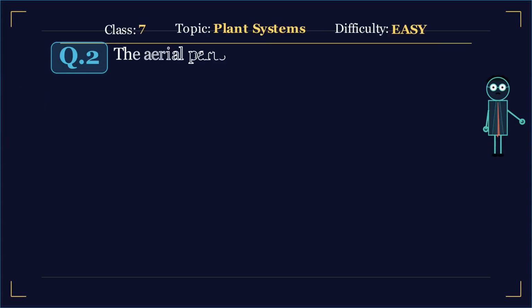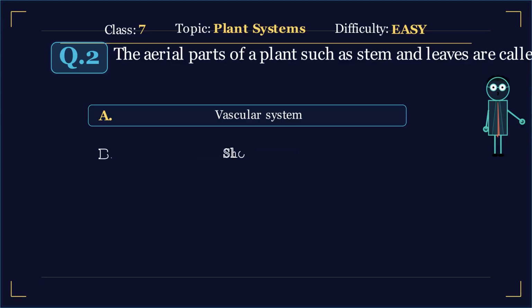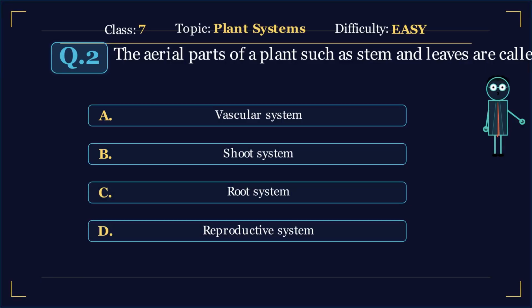Question 2. The aerial parts of a plant such as stem and leaves are called: Option A, vascular system. Option B, shoot system. Option C, root system. Option D, reproductive system. The correct answer is option B.